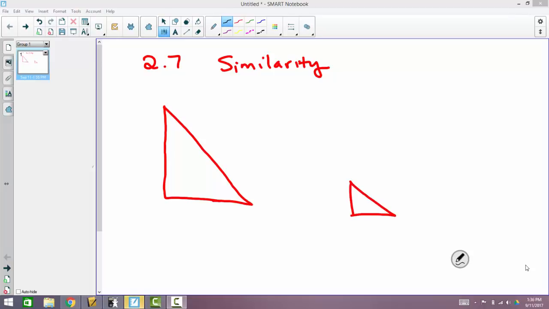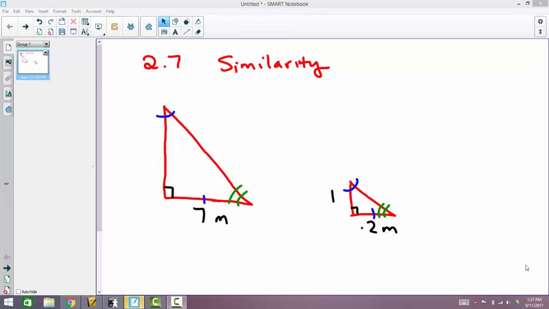But I will tell you that this is the right angle, and if this is 7 meters, which is not to scale, and if this is 0.2 meters, and if this is 1 meter, and if we know that these are corresponding because this angle is the same and this angle is the same, then we know that we have similar triangles.